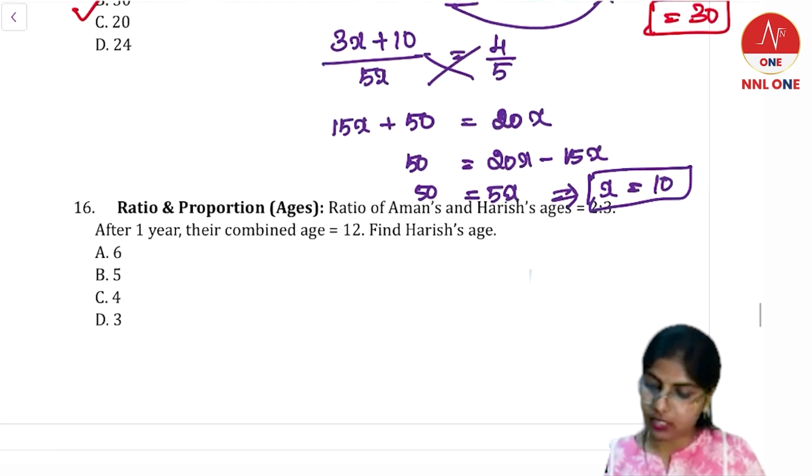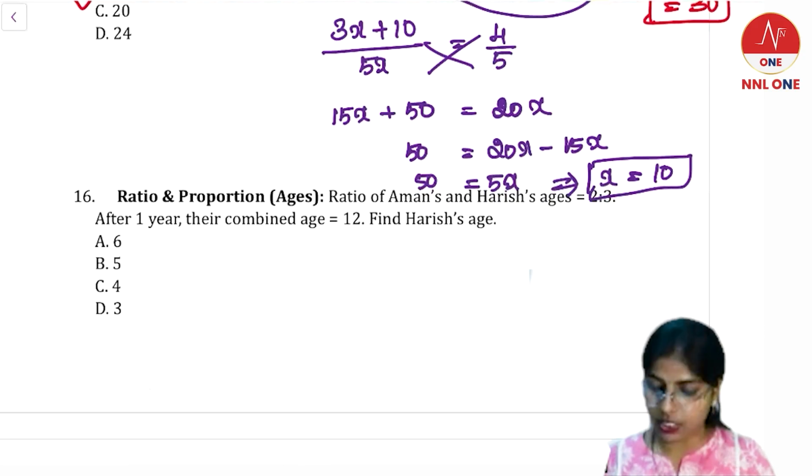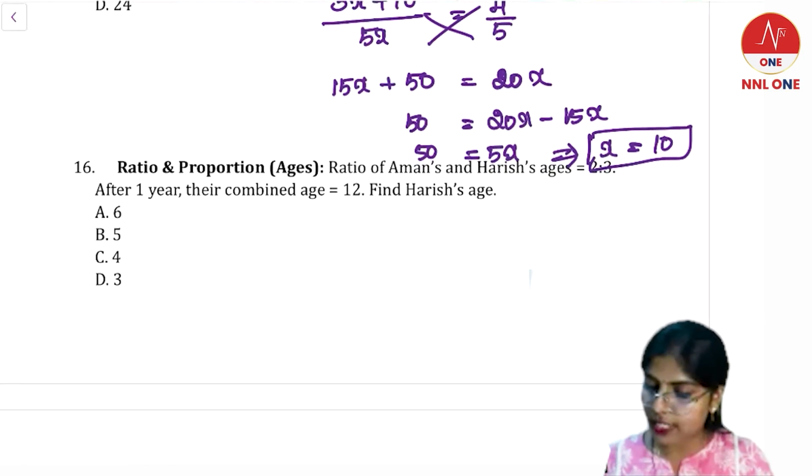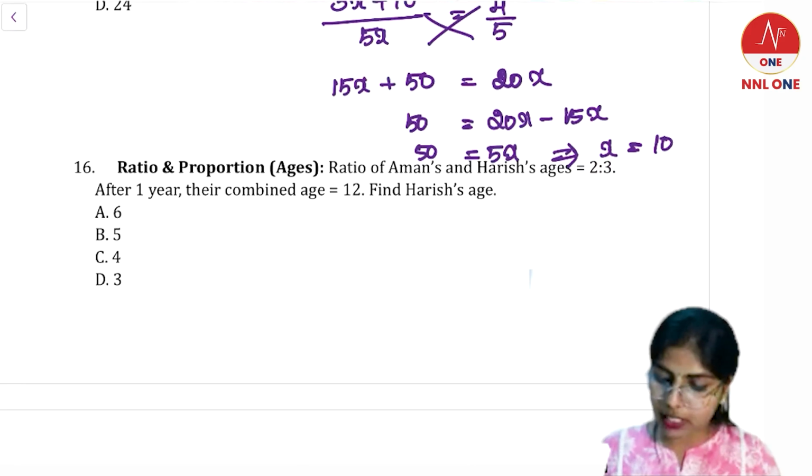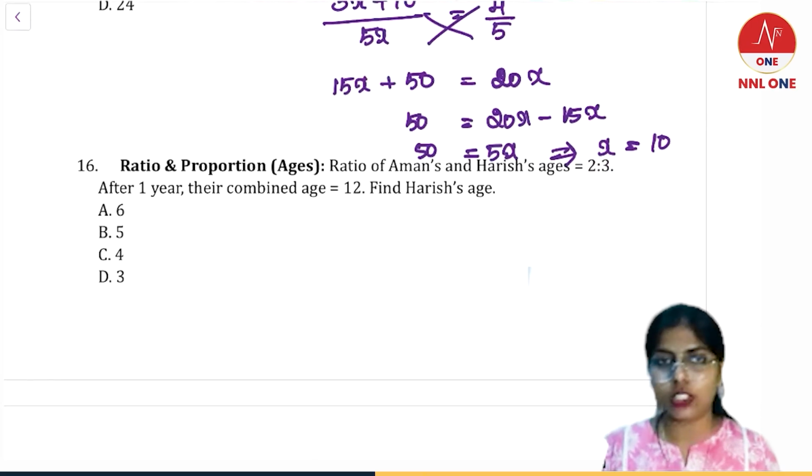Next. This problem is based on ages. The ratio of Aman and Arish's ages is 2:3. After 1 year, their combined age is equal to 12. Find Arish's age.